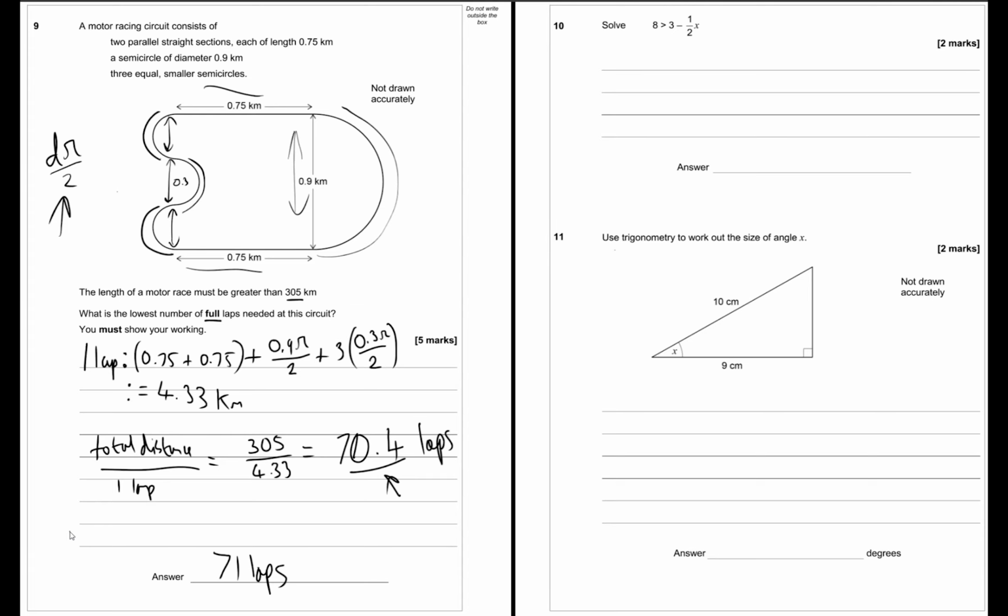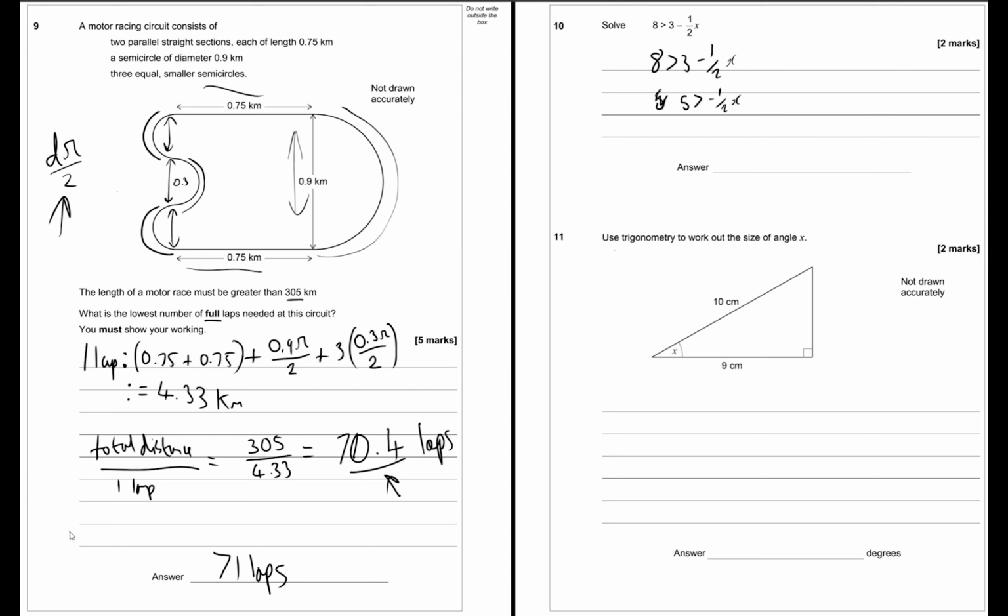Okay, question 10. Solve this inequality. So we've got 8 is bigger than 3 minus a half x. Alright, so let's think about what we can do. So let's get this 3 to the other side. So let's say we're going to have 8 minus 3. So we're going to get 5 is bigger than minus half x.